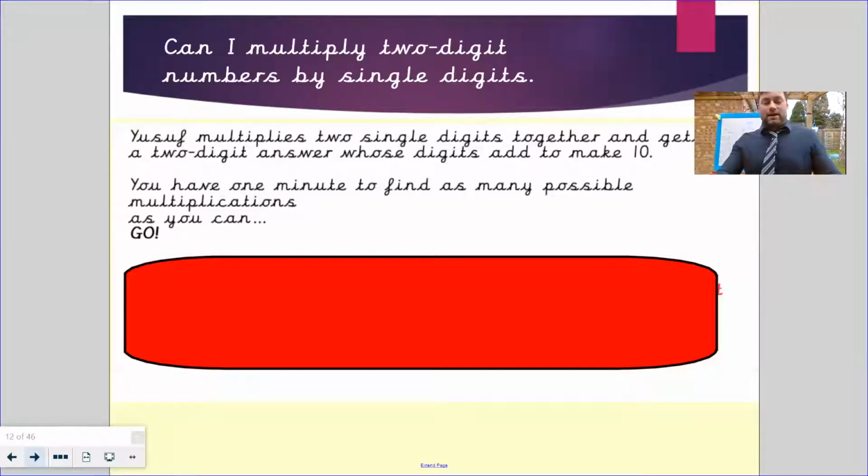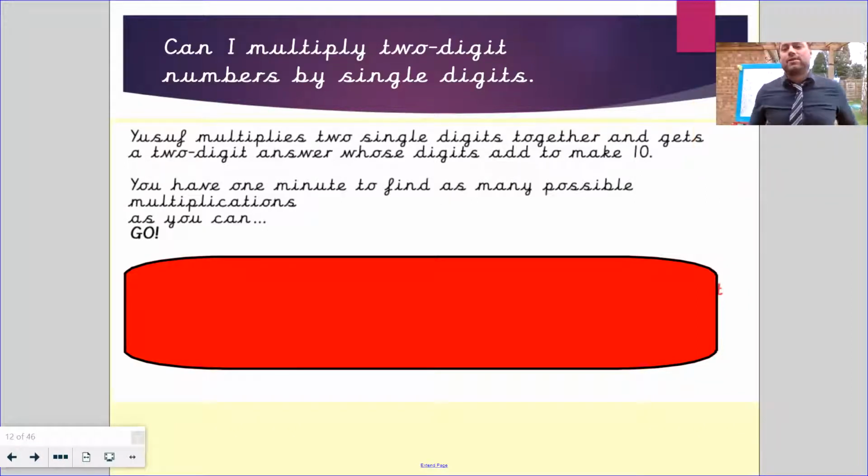So your 2-minute challenge to begin with, guys, or 1-minute challenge. I would like you to get a stopwatch or a timer. You can normally find them on a phone, or you can just look at a clock and answer this question. Yusuf multiplies two single digits together and gets a two-digit answer. When he adds those two digits together, he gets the answer of 10.